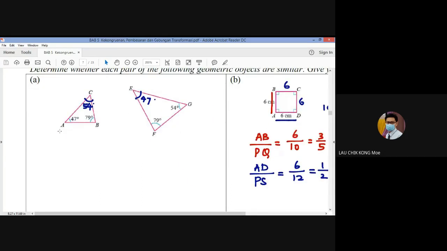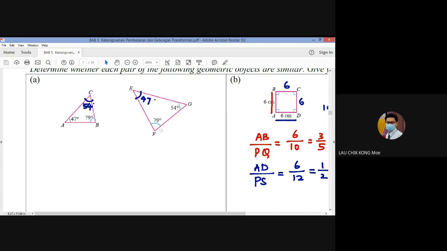Okay, so if we look at triangle ABC and triangle EFG, for ABC you are given angle A and angle B. So I write down angle C. We know that the interior angles of a triangle sum to 180 degrees. So we get angle C: 180 minus 47 minus 79 is 54. Okay, and then for triangle EFG, angle F is 79, angle G is 54. So we can find angle E, 180 minus 79 minus 54.